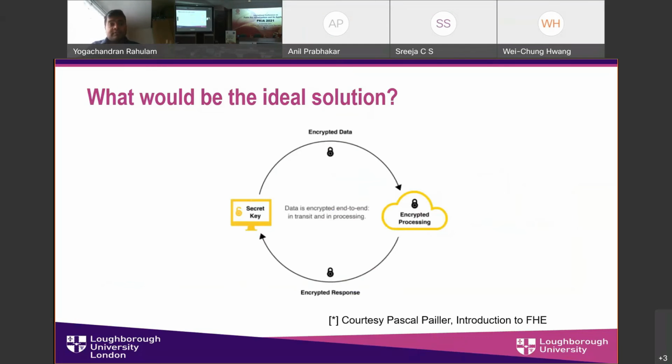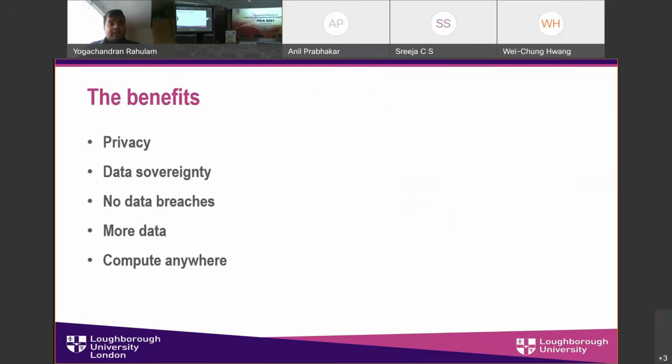So the ideal solution, as I said, is that data will always be encrypted in transmission, processing, as well as in storage. If you have that situation, then you don't need to worry about data privacy, because the data always belongs to you. Data sovereignty, you own the data, and of course there won't be any data breaches.